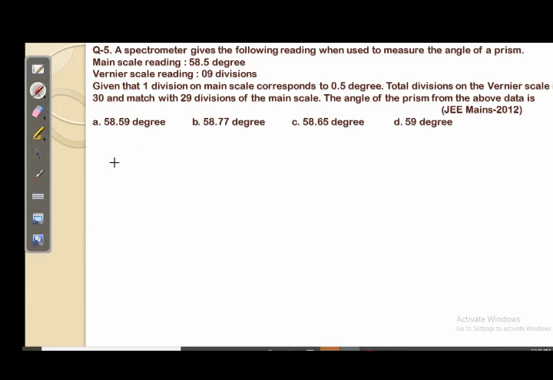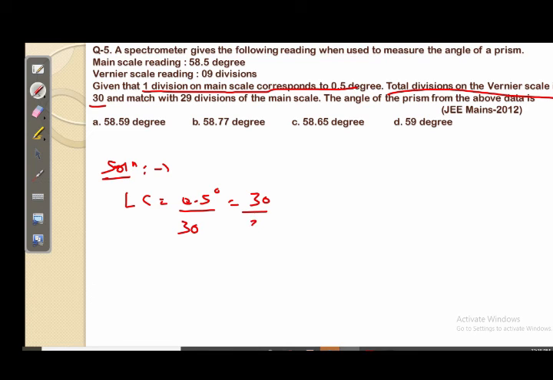Before starting the solution, we have to find the least count. Here they have given direct data: the value of one division on main scale is equal to 0.5 degree, divided by the total number of divisions on vernier scale, which is also given, that is 30. So I will convert this degree into minutes. That becomes 30 minutes divided by 30, so that becomes 1 minute.